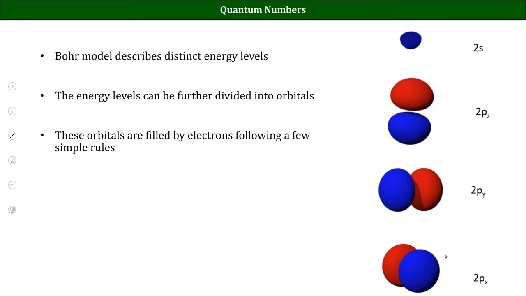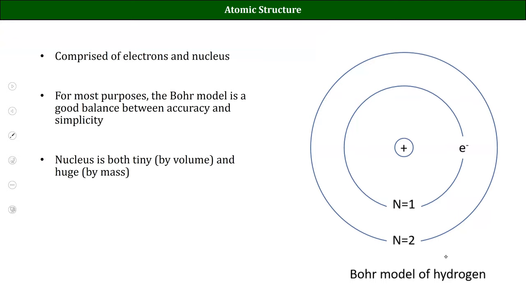So Bohr does a pretty good job, but he just treats them like n equals one, n equals two. Then some of the other quantum physicists came in and said, well, really within n equals two, if we zoom in enough, there's actually two energy levels here that correspond with the 2s and the 2p orbitals. The 2p orbitals are slightly higher in energy. They still have a similar overall frequency, or similar energy, but there's a slight difference there. And so then we wind up figuring out different orbital types.